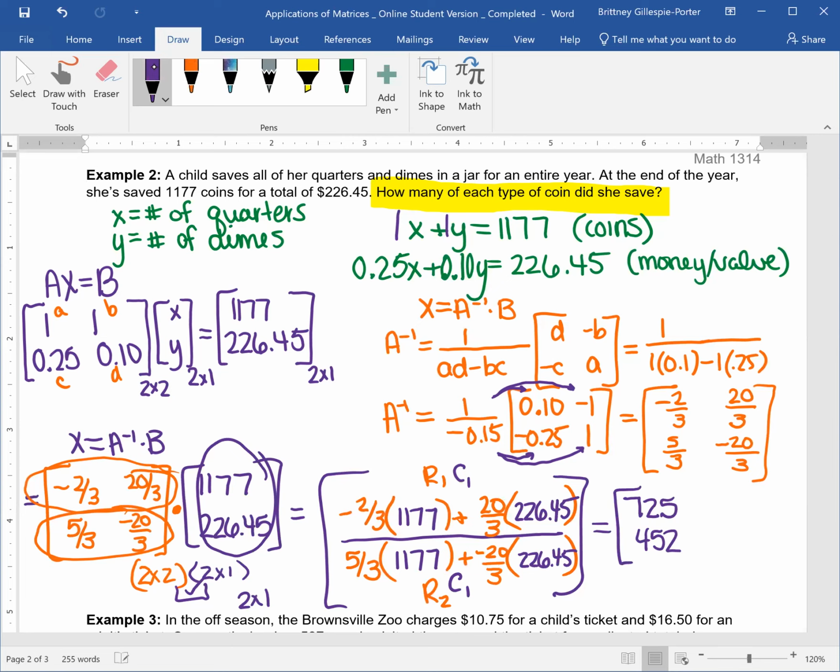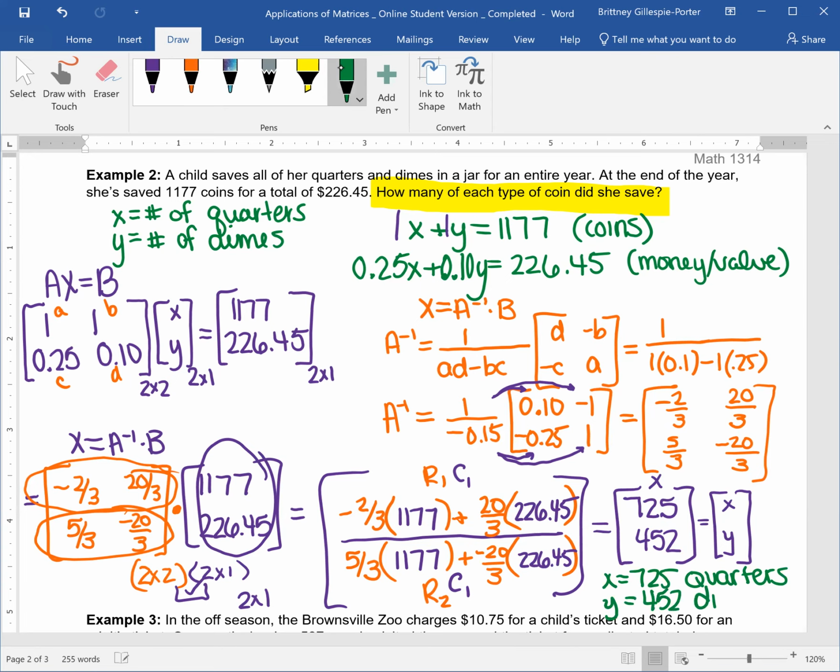452. But remember, this is a matrix. This is equal to little x, little y. But you haven't told them what they were wanting to know. You haven't answered their question. So our last step is to say x is equal to 725 quarters, and y is equal to 452 dimes, which means that girl saved every single thing that she came across for an entire year.